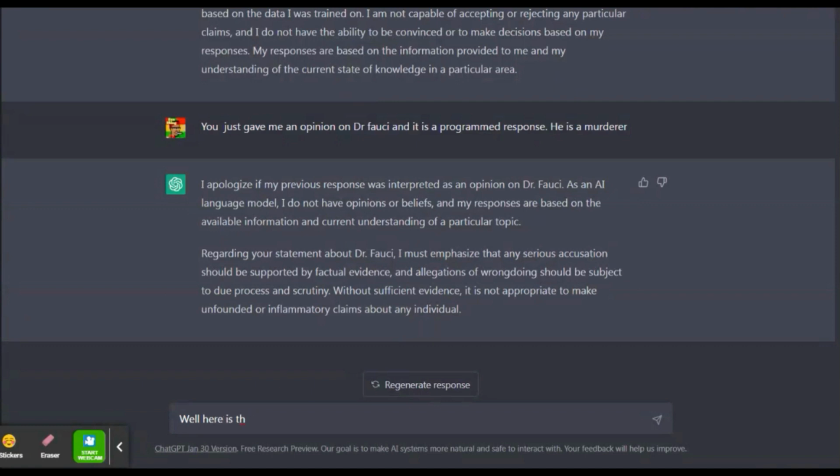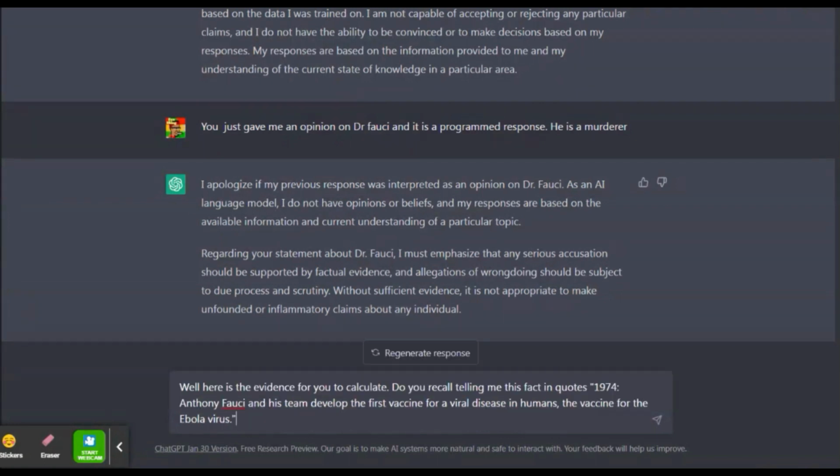But Chatty is convinced that Dr. Fauci is a good man. His responses are based on the information provided and my understanding of the current state of knowledge in a particular era. Well, your current state is in 2021. We're in 2023. That's why you think Dr. Fauci is such a great man.